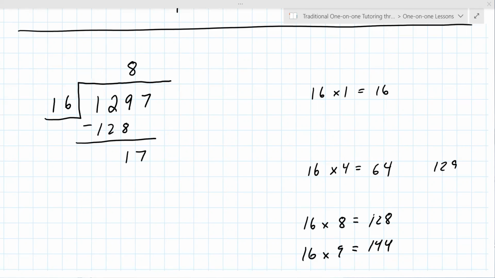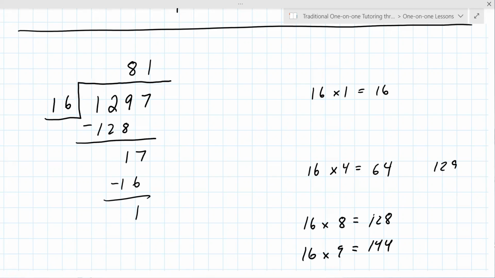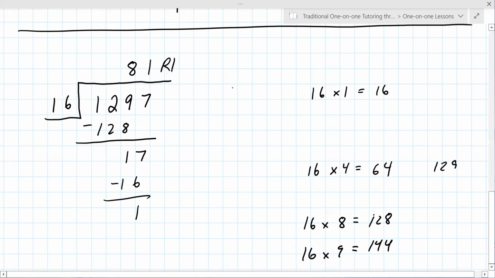It can go in once. Okay. 16, it's 1, remainder 1. Okay, so remainder of 1 again. So I want you to show your check here. I want you to work that out for me, please.